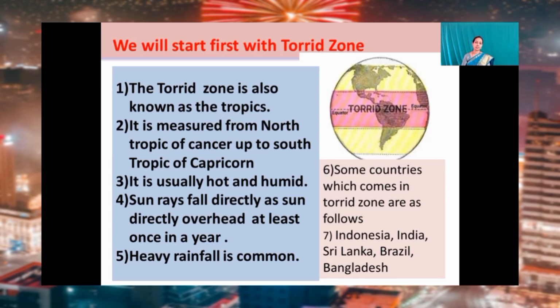Heavy rainfall is common. Now if you see the image, the pink color shaded part shows the exact location of the torrid zone. Some countries which come in the torrid zone are as follows: Indonesia, India, Sri Lanka, Brazil, Bangladesh.